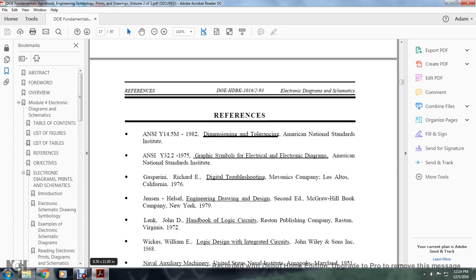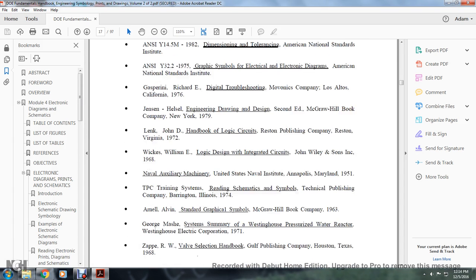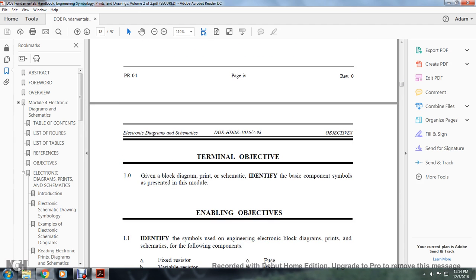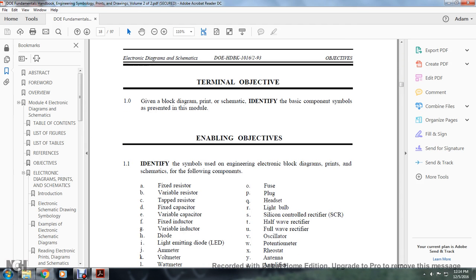References: Dimensioning and Tolerancing, Graphic Symbols for Electrical Diagrams, Digital Troubleshooting, Engineering Drawing and Design, Handbook of Logical Circuits, Logical Design with Integrated Circuits, Naval Auxiliary Machinery, Reading Schematics and Symbols, Standard Graphic Symbols, System Summary of the Westinghouse Pressurized Water Reactor, and Valve Selection Handbook. Your terminal objective: given a block diagram or print and schematic, identify the basic component symbols that are presented in the module.